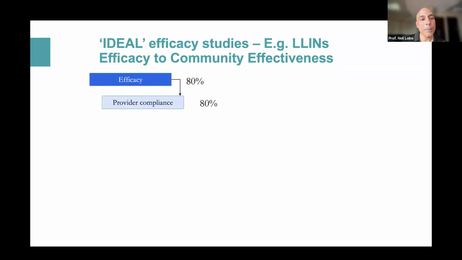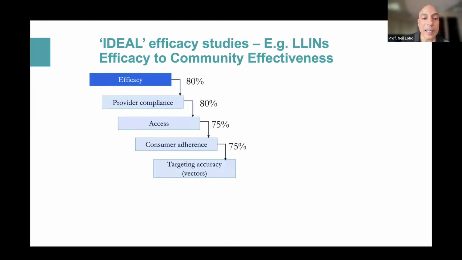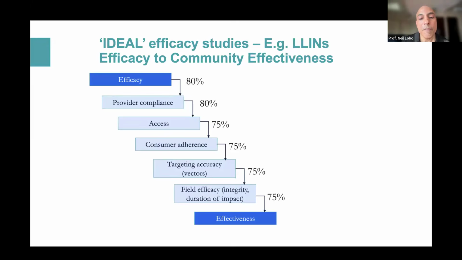Let's say the provider compliance is 80%. Let's say access to bed nets is 75%. Let's say consumer adherence is 75%: only 75% of the people who have access to bed nets use them. And let's say targeting accuracy: 75% of the mosquitoes are actually biting indoors late at night, and 25% of them don't. And if we look at field efficacy, like how long does our bed net last, how fast does it develop holes, let's say that's 75%.